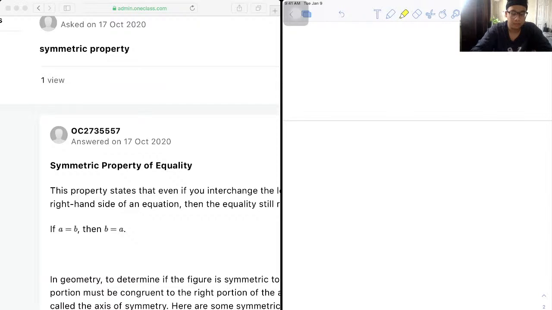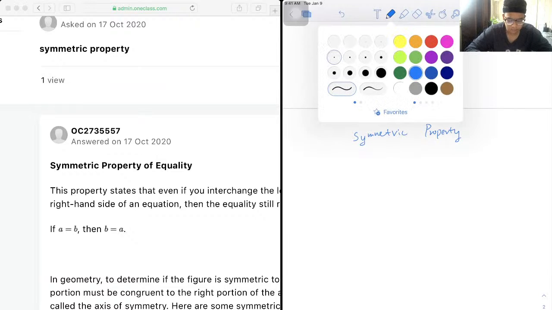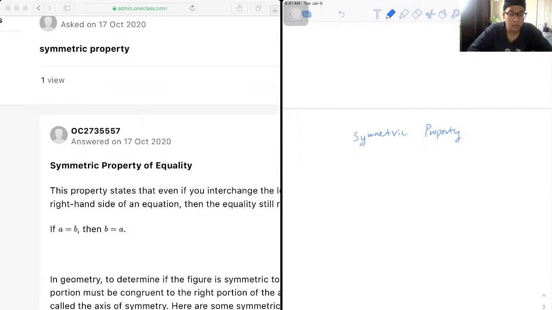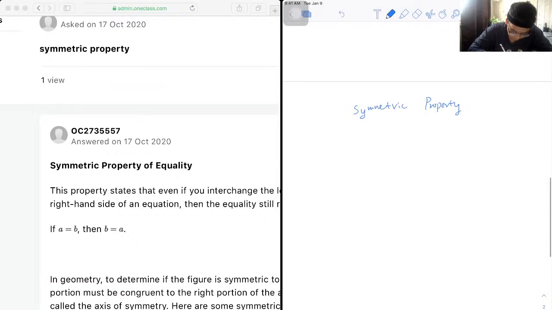So, coming up, we're asking what is a symmetric property. This property states that even if you interchange the left-hand side and the right-hand side of the equation, the equality still remains. So let's write that down here.